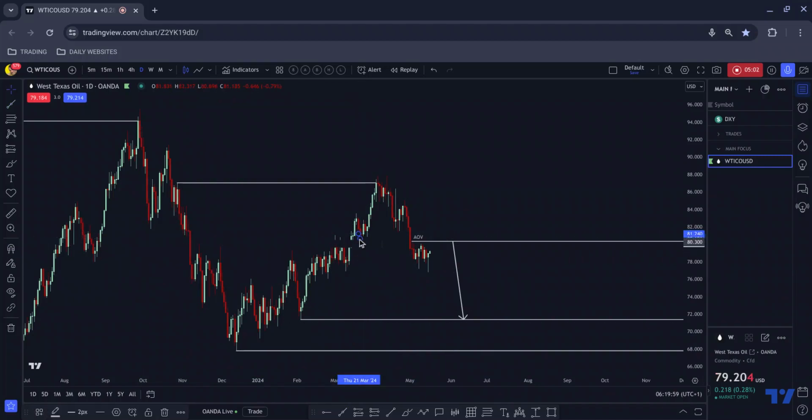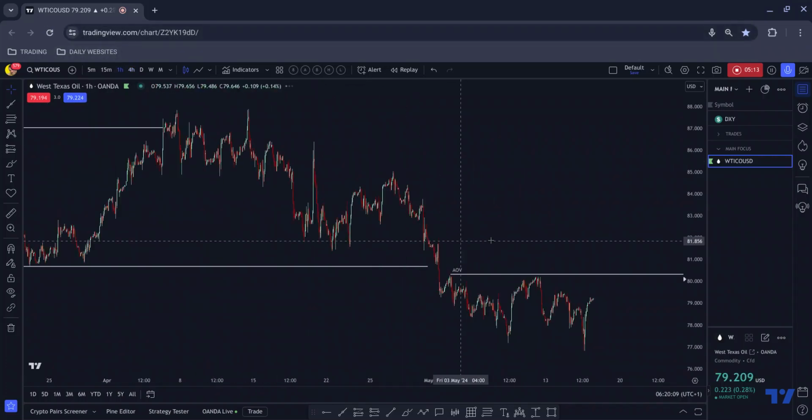Am I well positioned on the higher time frames for a move to the downside? Yes, we're trading below this. Am I well positioned on the lower time frames? Yes.